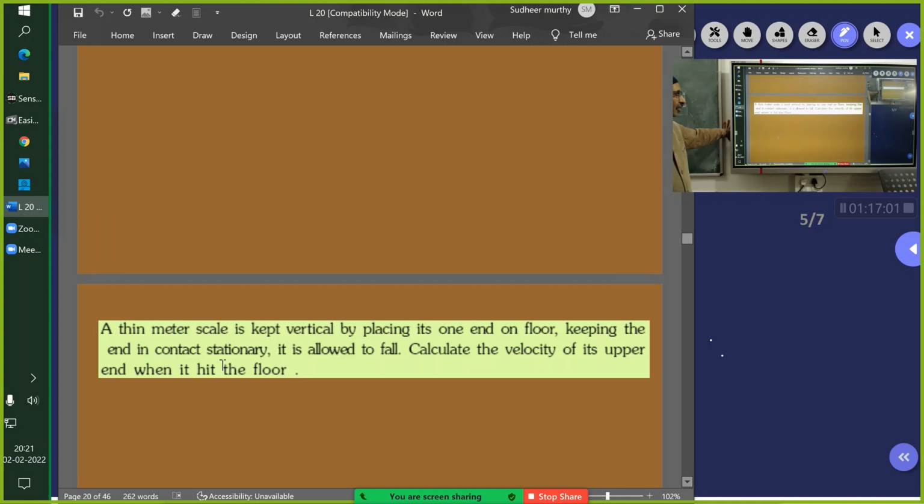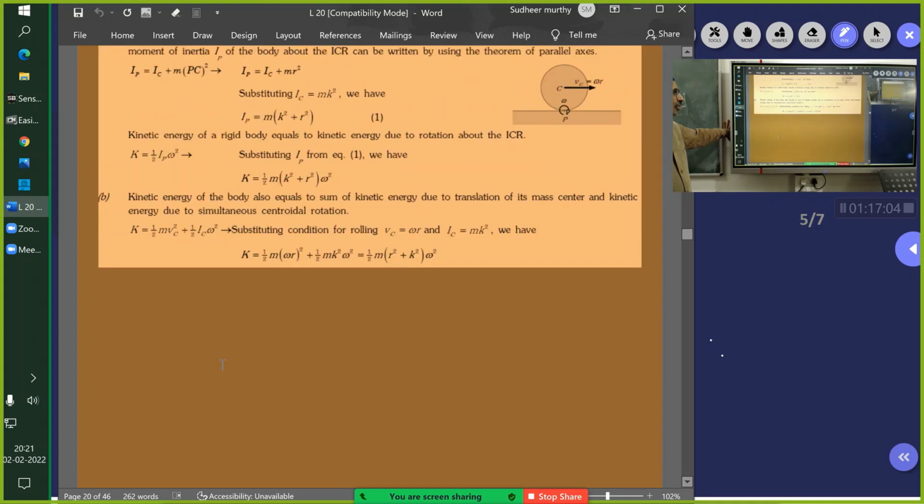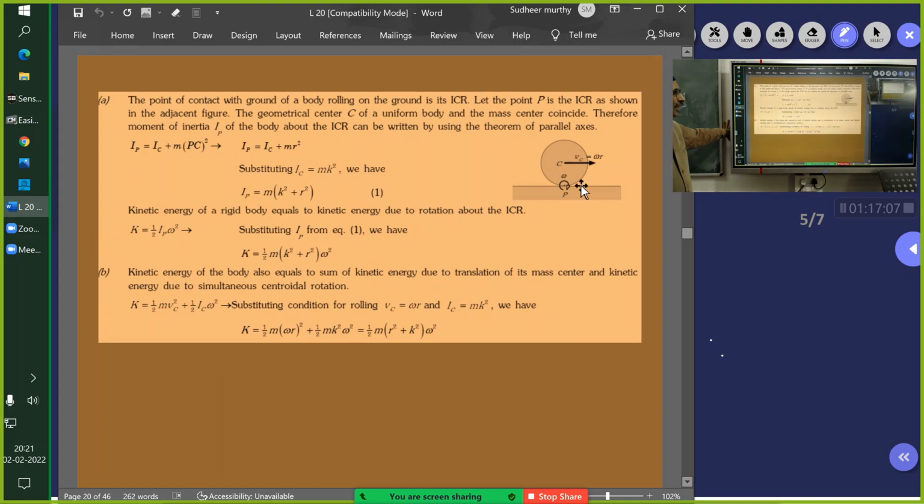In that previous question, why do you use I_P instead of I_C? See, this is rolling now, so they have calculated the kinetic energy about this point, taking this as the axis of rotation. So they have to use I_P there. We can write it with respect to I_C also. First they took this and wrote it, and the second time they wrote it separating it as translation and rotation.